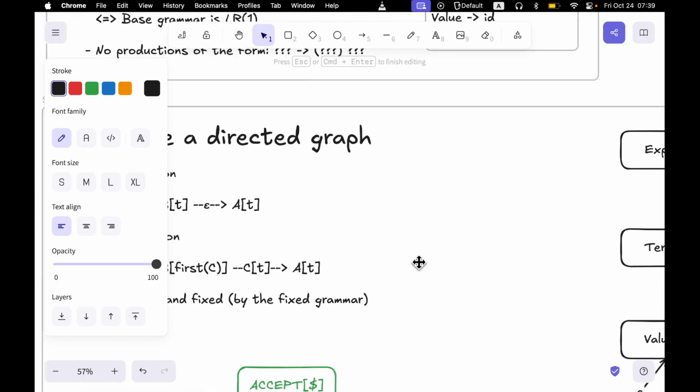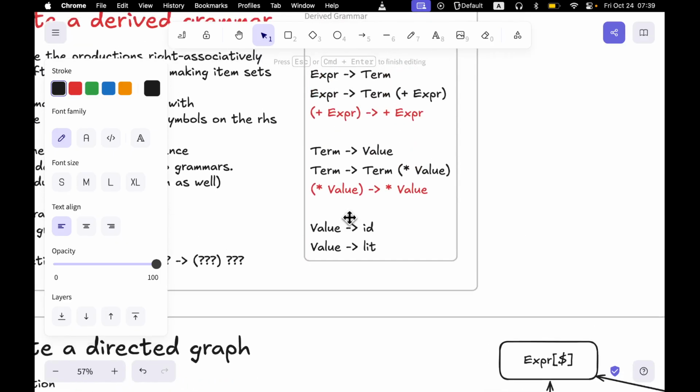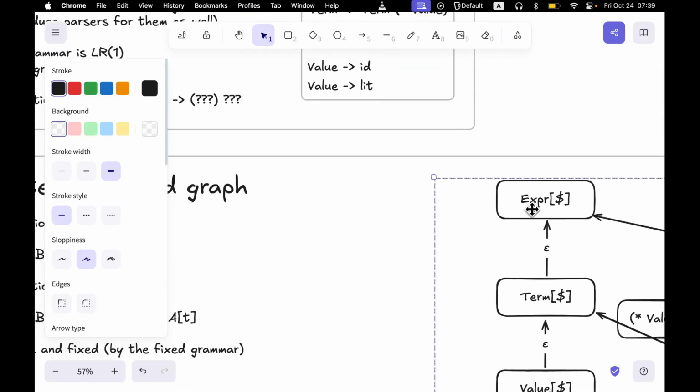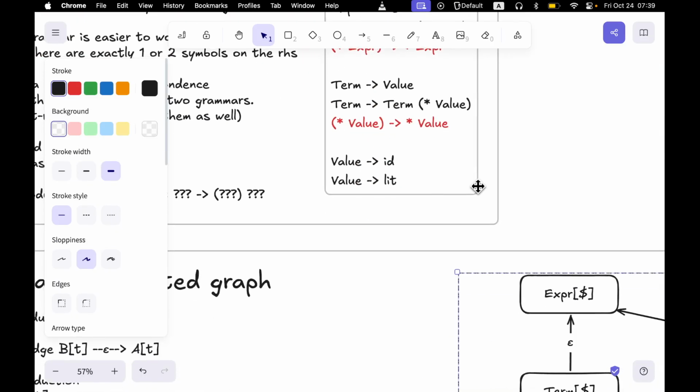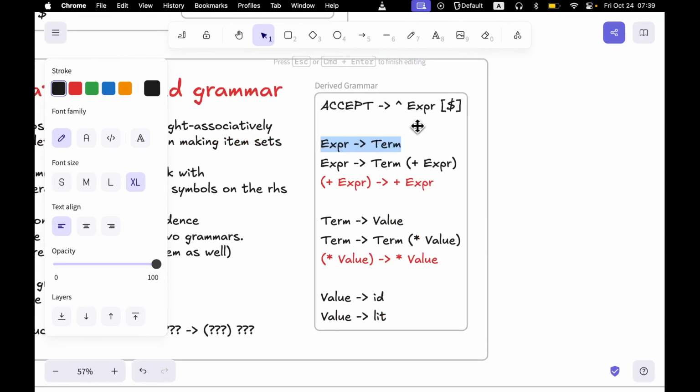For an edge that came from a unary reproduction, we can use this. So let's see the original rule. Expression produces term. Okay, this is a unary reproduction. Let's think about the case where the look ahead is the end of file symbol, the $sign. So expression reduces into term when the look ahead is the $sign.